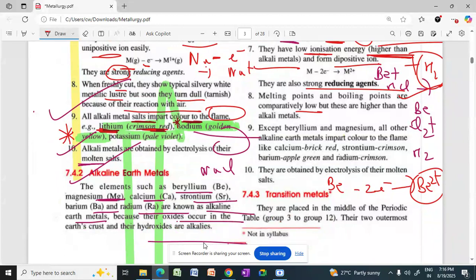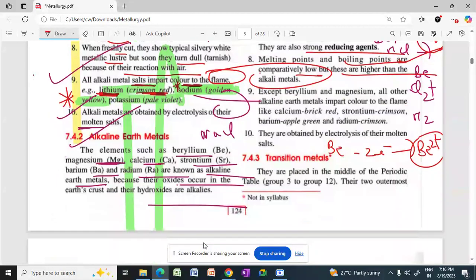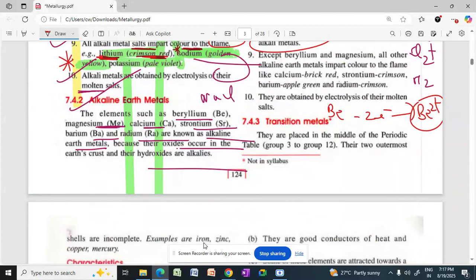But same as in the case of the alkali metals, melting and boiling points are low, but these are higher than the alkali metals, if I compare the two. So it is higher as compared to that of alkali metals.